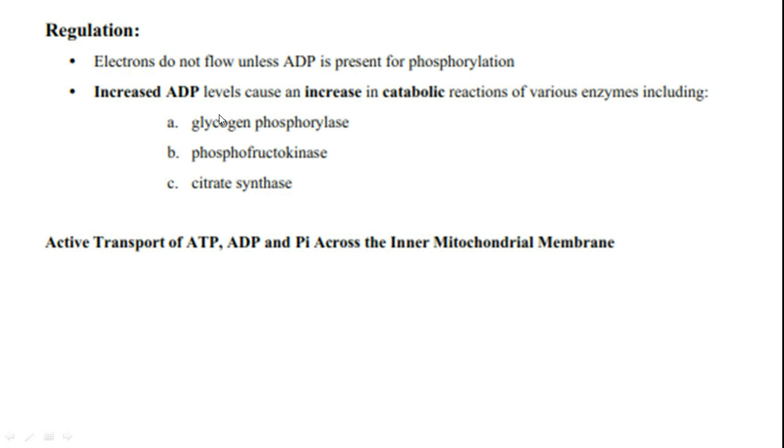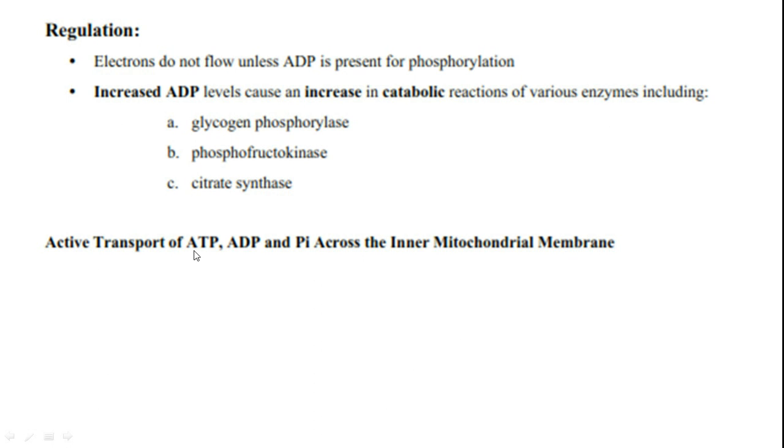Increased ADP levels cause an increase in catabolic reactions, that is glycogen phosphorylase, phosphofructokinase and citrate synthase. These are the three enzymes which are regulated in the presence of ADP. Higher levels of ADP indicate lack of energy. ATP levels have gone down. That's the reason why these three are going to be activated, so thereby the corresponding cycles are going to be catalyzed. That results in production of NADH and FADH2.